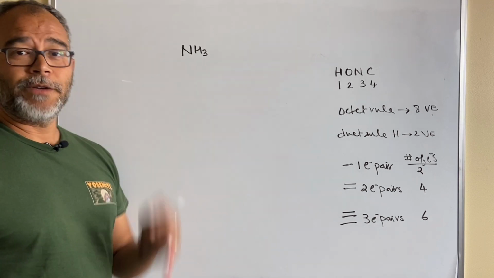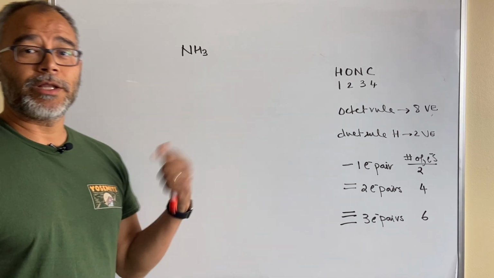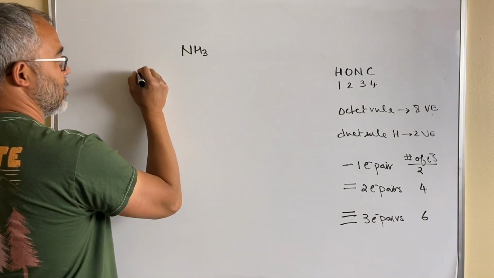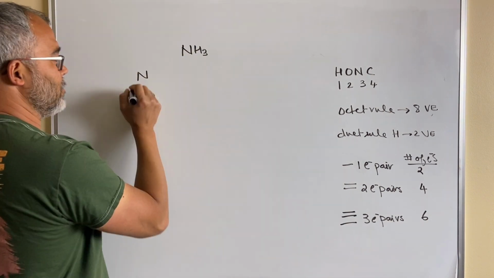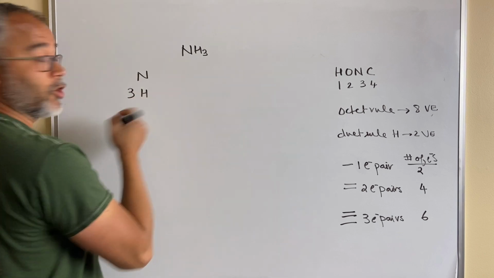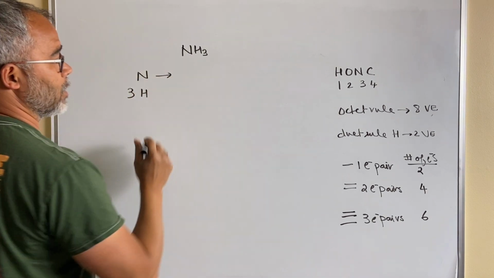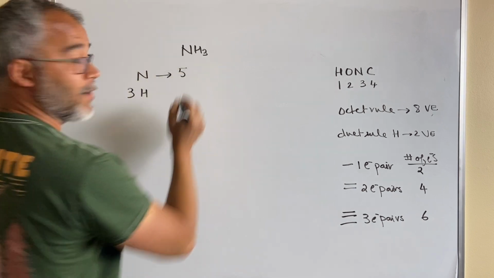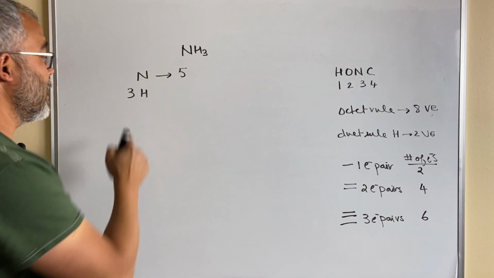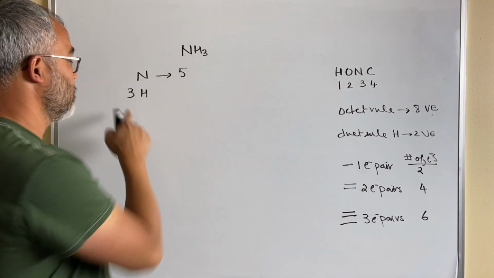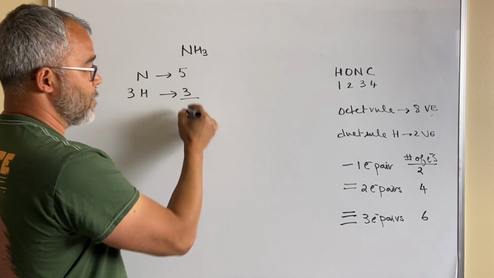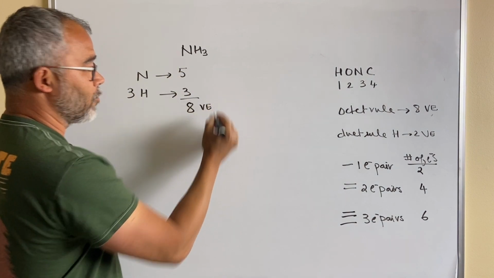Let's go ahead and see if we can draw the Lewis structure and predict the shape of the molecule NH3. Okay, so first write out the atoms, the number of atoms. So there's 1 nitrogen and 3 hydrogens, and each nitrogen has how many valence electrons? 5. You got to find that from the periodic table. And then each hydrogen has 1, but there's 3 hydrogens, so that makes a total of 3. If you add these together, you get 8 valence electrons.